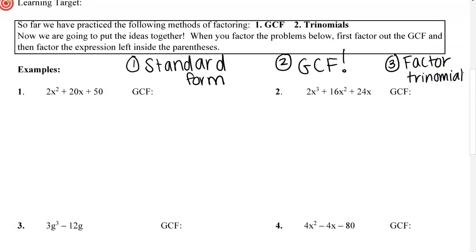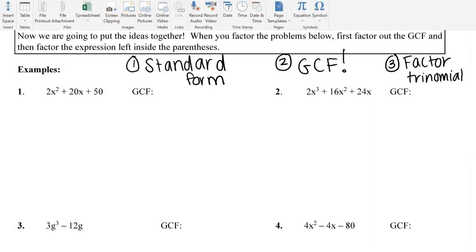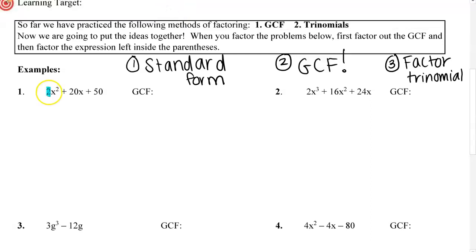Okay, so looking at our first example, you can notice right away that the leading coefficient is not 1. Since the leading coefficient is 2, we're going to say that our GCF should also be 2. You want to check, though, that 2, 20, and 50, that the biggest number they have in common is a 2. Since it is, I'm going to put a 2 first.